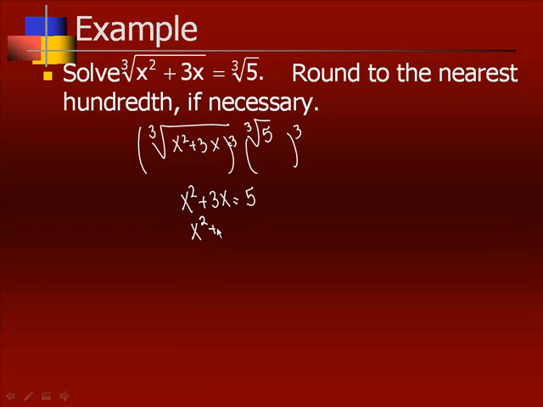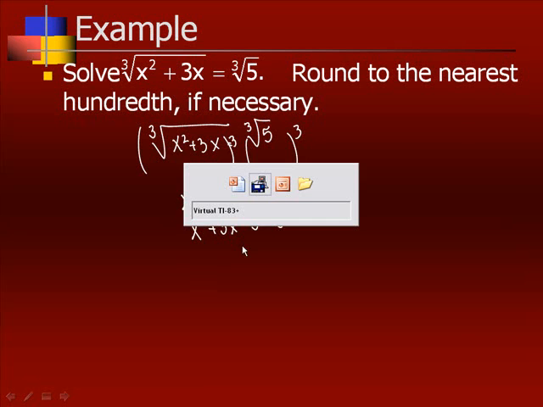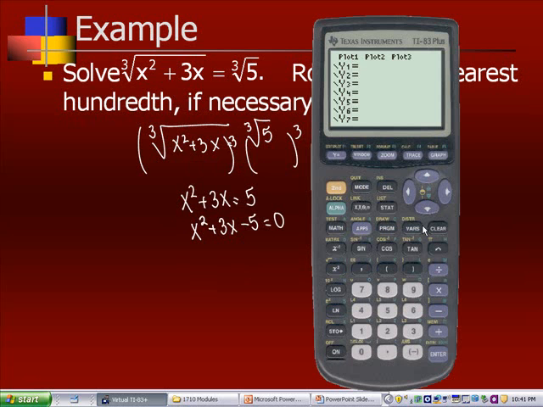But this is quadratic, so we get x squared plus 3x. Set it equal to 0, we get minus 5 equals 0. This one's not going to factor, so we could do quadratic formula, or we could just do our, let y1 be the left side, x squared plus 3x minus 5. Let y2 be the right side, which is 0.